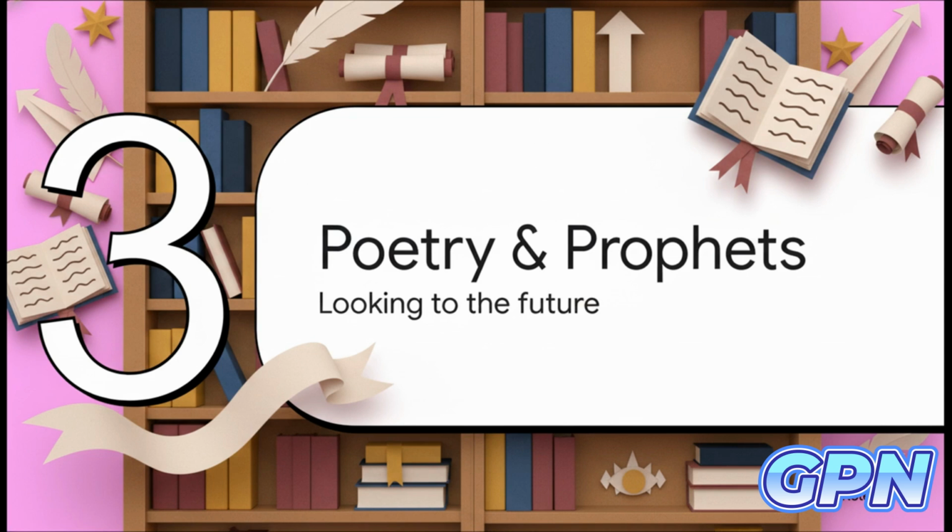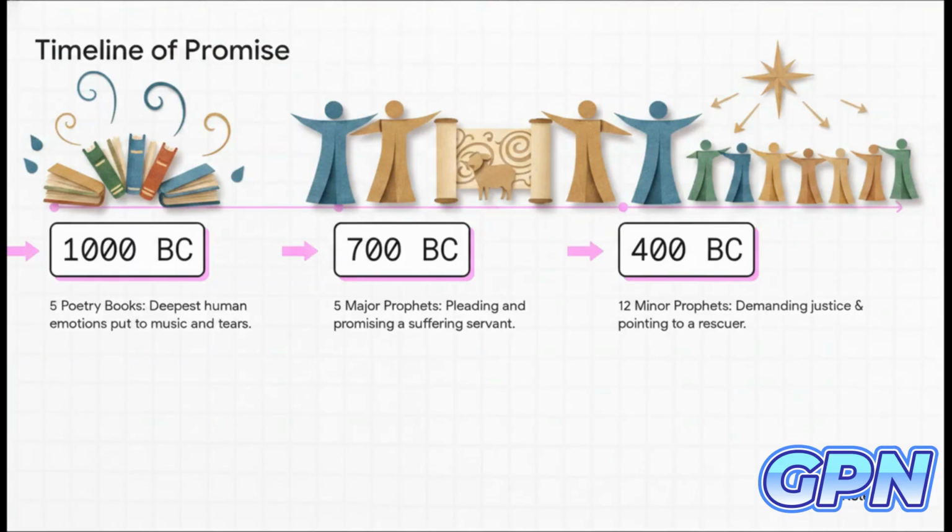These are the books that capture the rawest depths of the human heart while looking fiercely toward the horizon. Let's walk through this timeline. Right around 1000 BC, we see the 5 poetry books. Think Psalms and Job, putting the absolute deepest human emotions, the joy, the rage, the despair, to music and tears.